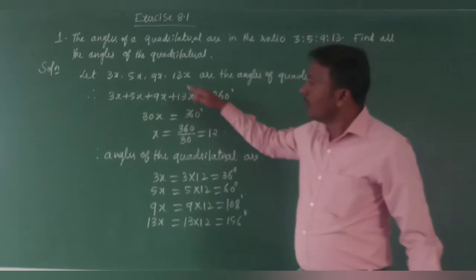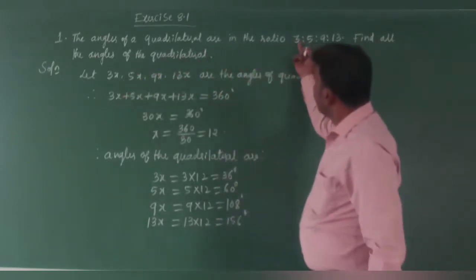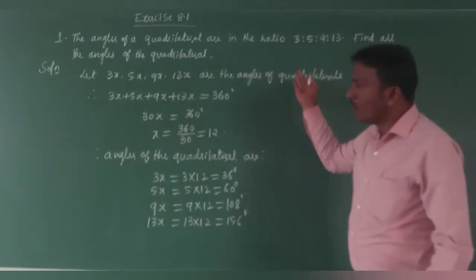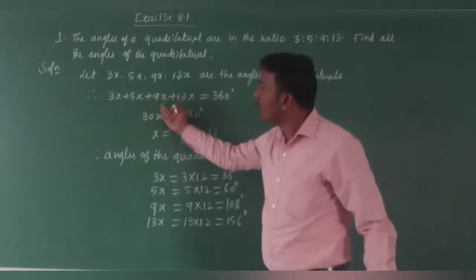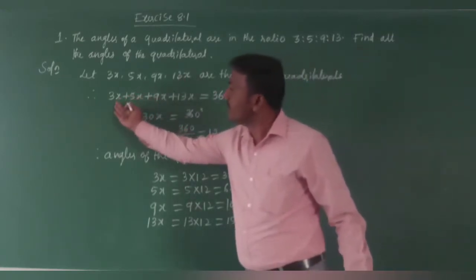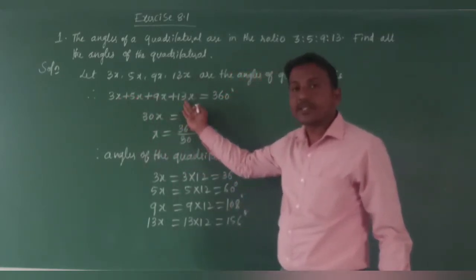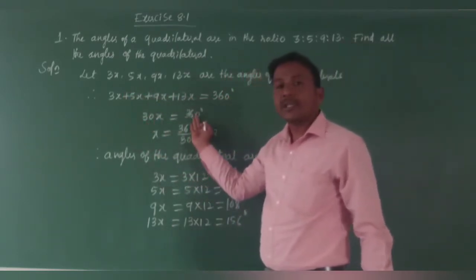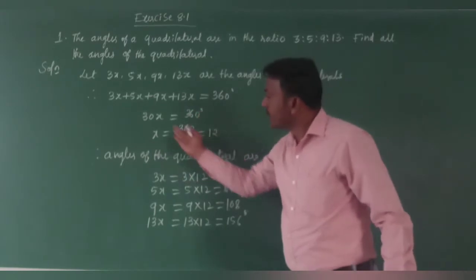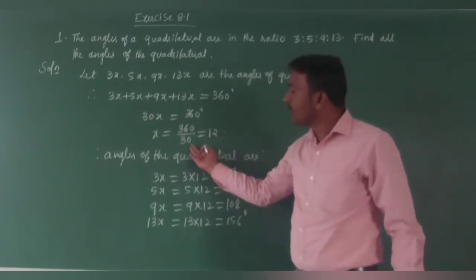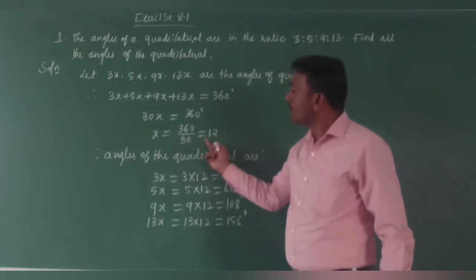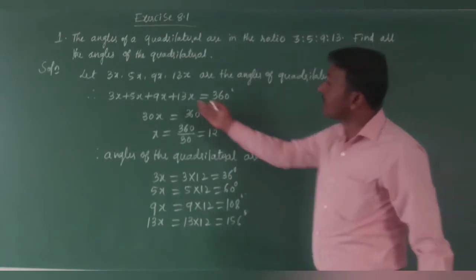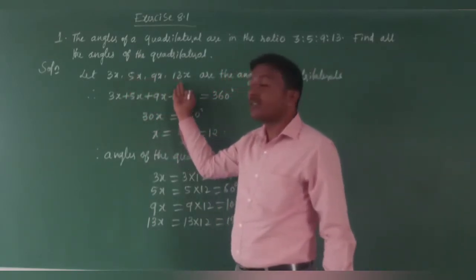Simple question. Let us consider 3x, 5x, 9x and 13x as the angles of the quadrilateral. We know that the sum of the interior angles of any quadrilateral is 360 degrees. Add all these: 3x plus 5x plus 9x plus 13x is equal to 360 degrees. The sum gives us 30x is equal to 360 degrees. Now x is equal to 360 divided by 30, transposing 30 to the RHS. The zeros get cancelled, 3 ones are 3, 3 twelves are 36. x gives us 12.